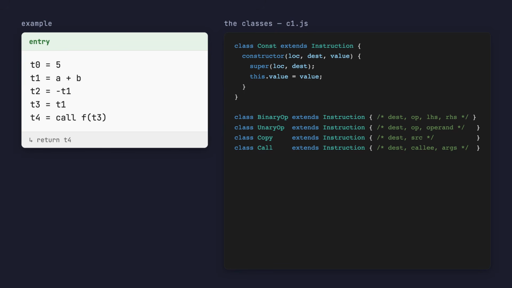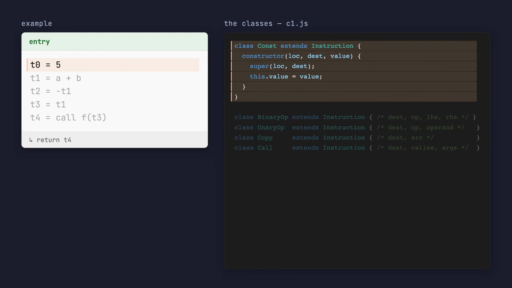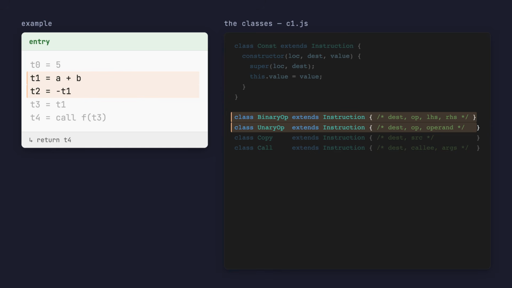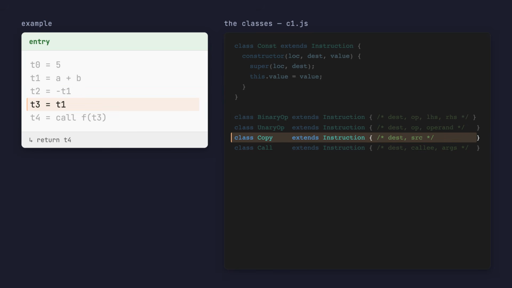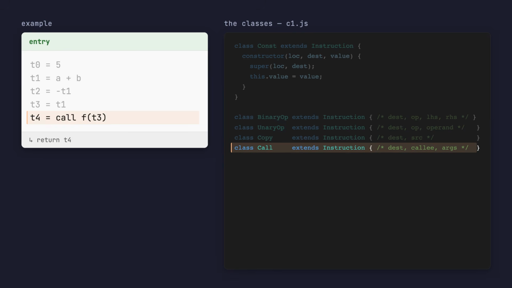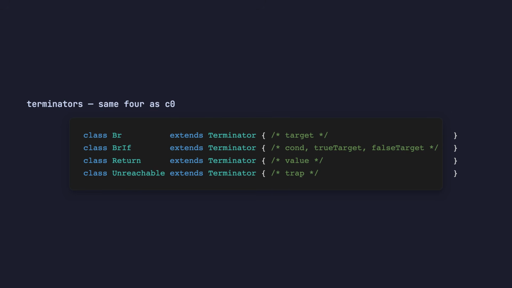5 classes. Const puts a literal into a virtual register. Binary op and unary op support the same operations the AST had, plus, minus, times, comparisons, but require explicit virtual register values rather than sub-expressions. Copy moves the value of one register over to a new register. Call calls a function and binds the result to a virtual register. Quick aside, when I say virtual register, I just mean a named slot that holds a value. Terminators, branch, branch if, return, unreachable, are identical to C0.